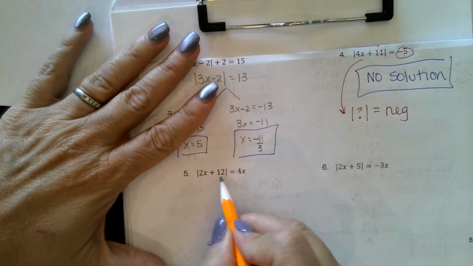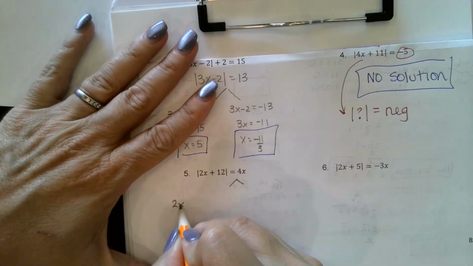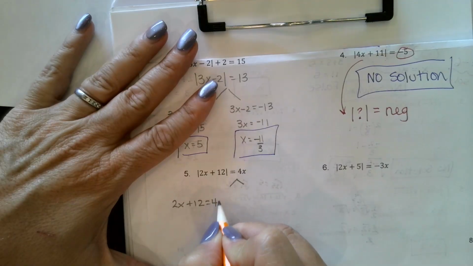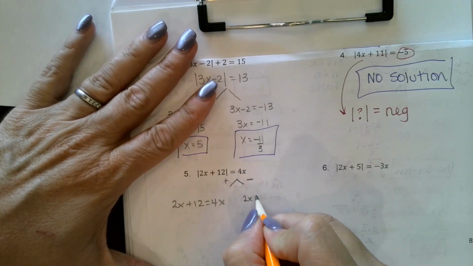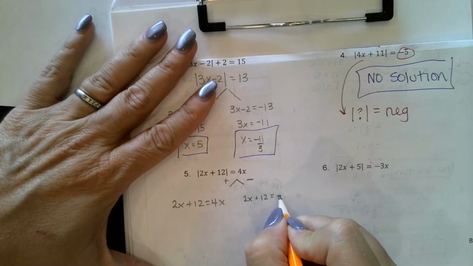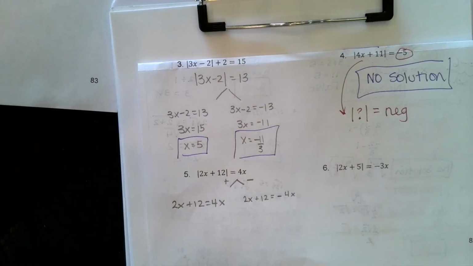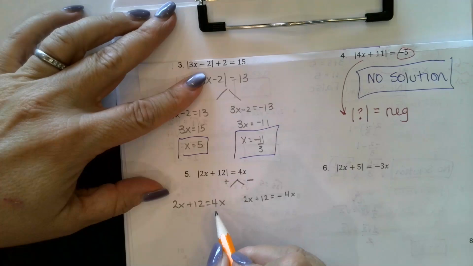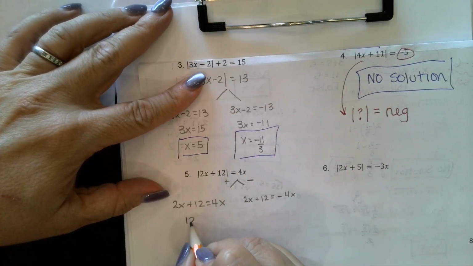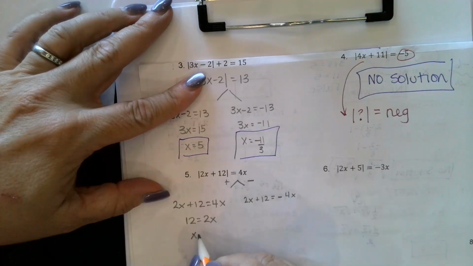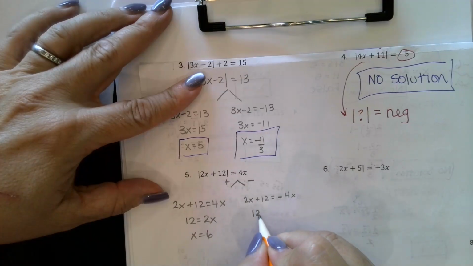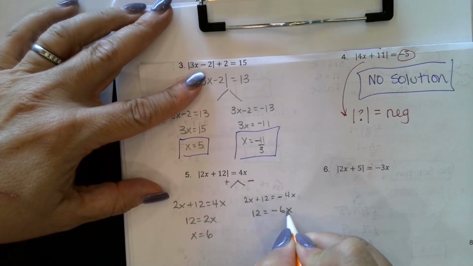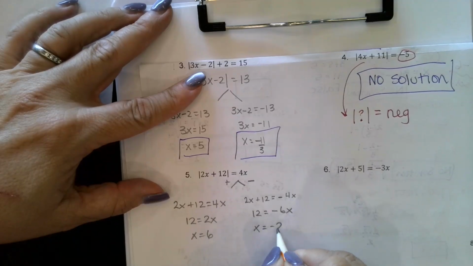So this is isolated. So what I'm going to have is 2x plus 12 equals 4x. And this is going to be my negative side over here. I have 2x plus 12 equals negative 4x. So nothing changed. Doesn't matter that I have a variable in there. If I move this around, I would have 12 equals 2x, so x equals 6. If I come to this side, I would have 12 equals negative 6x, so x equals -2.